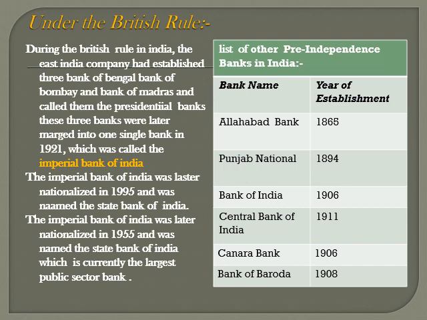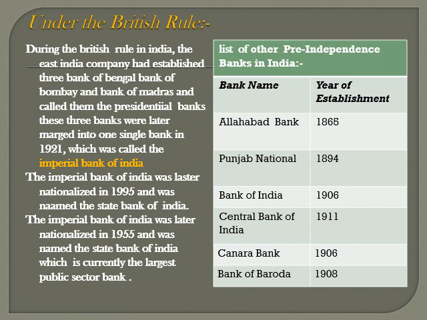During the British rule in India, the East India Company established three banks: Bank of Bengal, Bank of Bombay and Bank of Madras, called the Presidency Banks. These three banks were later merged into a single bank in 1921, which is called Imperial Bank of India. The Imperial Bank of India was later nationalized in 1955. Here's wrong.